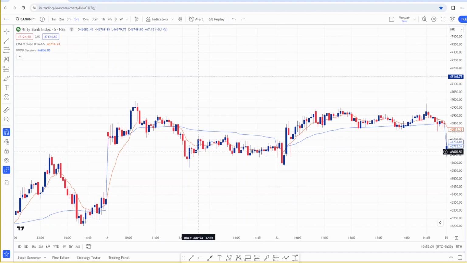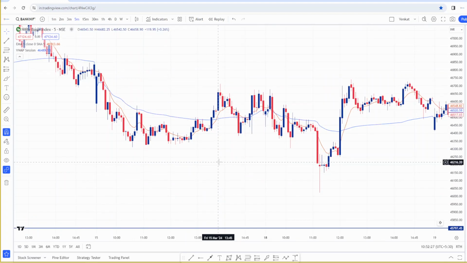In this way, you can use both the indicators, that is, the moving average and VWAP. Like this, you can go on testing, you can backtest by moving backwards and see. Before using any strategy, you should do a complete backtest of the strategy.